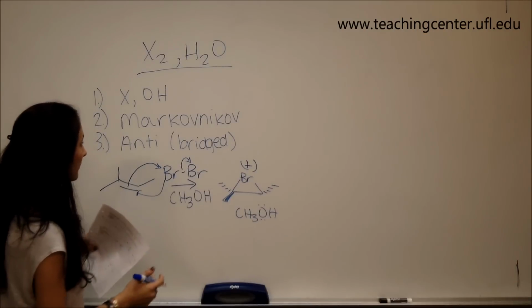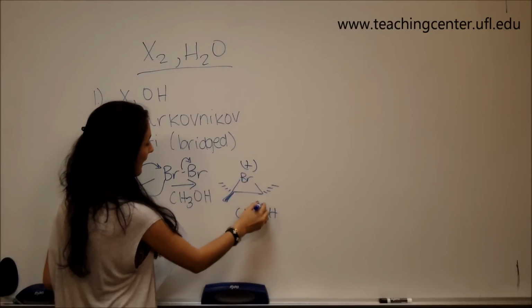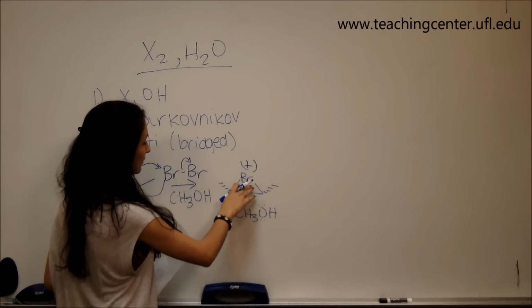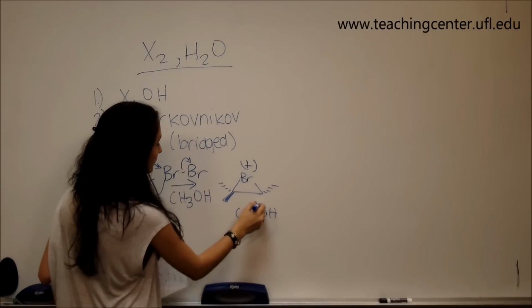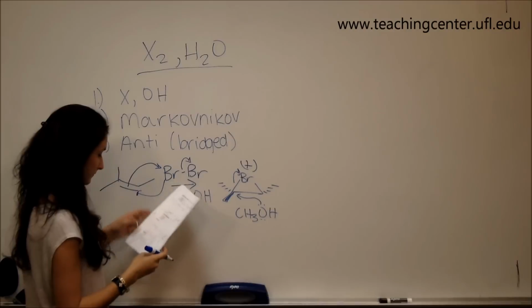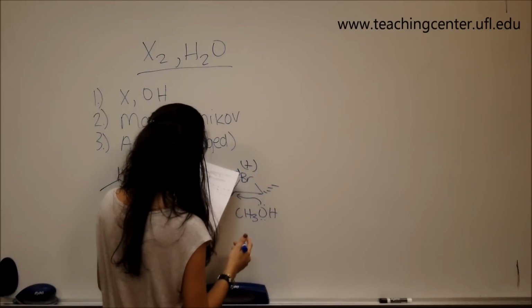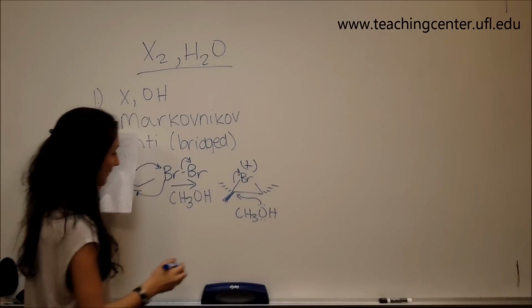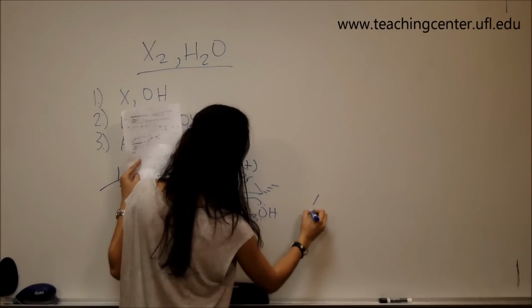Okay, so remember, the first thing that adds goes to the less substituted carbon because it's Markovnikov. So this goes to the more substituted carbon, and you can break this bond. Okay, and I'm going to keep this in the plane of the paper, so let's see.